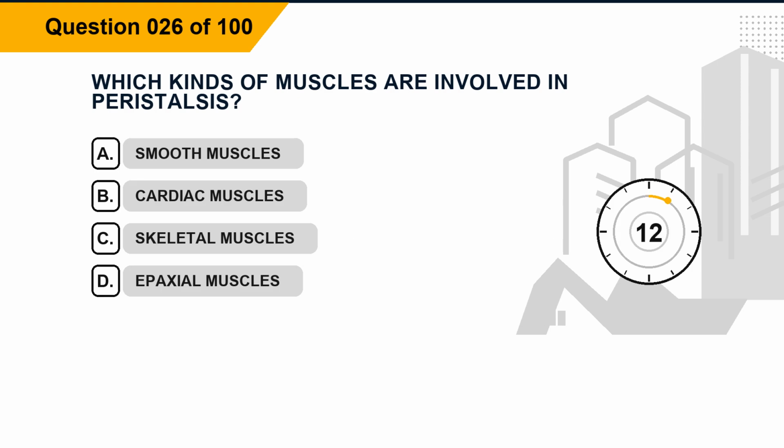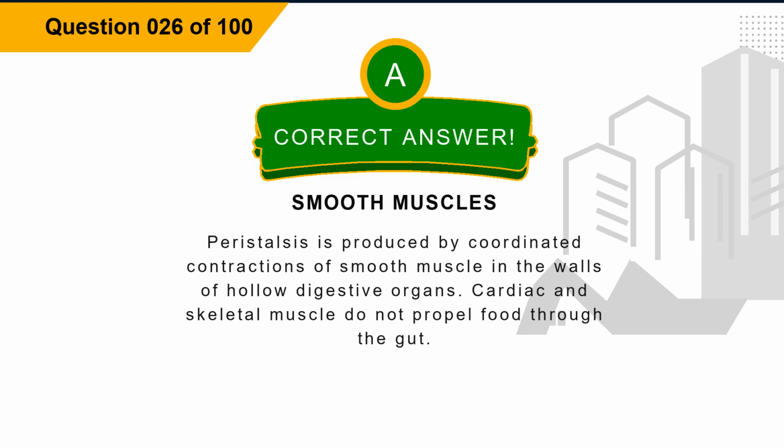Question 26. Which kinds of muscles are involved in peristalsis? Option A, smooth muscles. Option B, cardiac muscles. Option C, skeletal muscles. Option D, epaxial muscles. The correct answer is option A, smooth muscles. Explanation. Peristalsis is produced by coordinated contractions of smooth muscle in the walls of hollow digestive organs. Cardiac and skeletal muscle do not propel food through the gut.